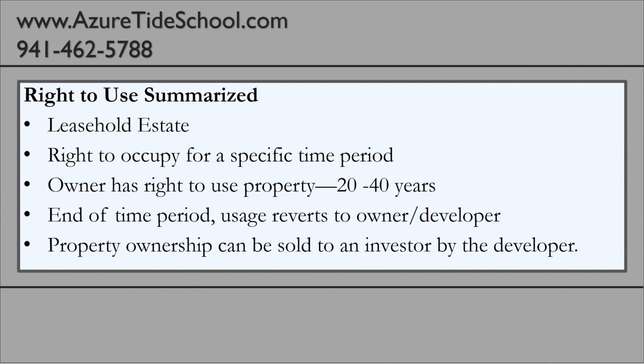Right to use summarized. It is a type of leasehold estate with the right to occupy for a specific time period. The owner has the right to use the property, usually for between 20 to 40 years. At the end of the time period, usage reverts back to the owner or the developer, and the property ownership can be sold to an investor by the developer, not by the holder of the leasehold estate under right to use.